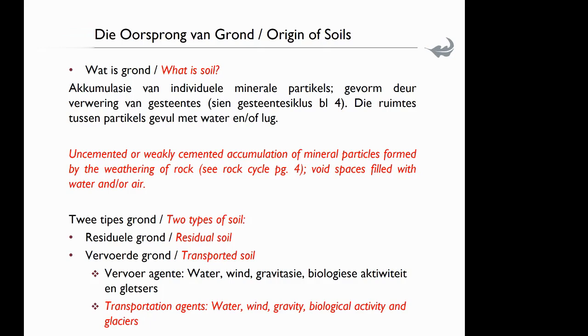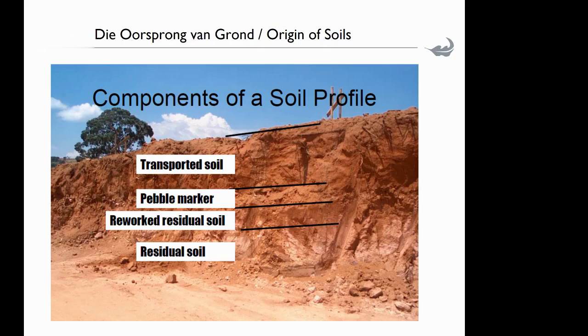Transported soil is transported by water, wind, gravity, biological activity, and glaciers, as we saw in engineering geology in the previous term. The typical components of a soil profile: at the top you have a transported soil, then often a pebble marker, an accumulation of smallish rocks, which very typically distinguishes the transition from transported soil to residual soil. You typically have reworked residual soil and then the residual soil at the bottom.